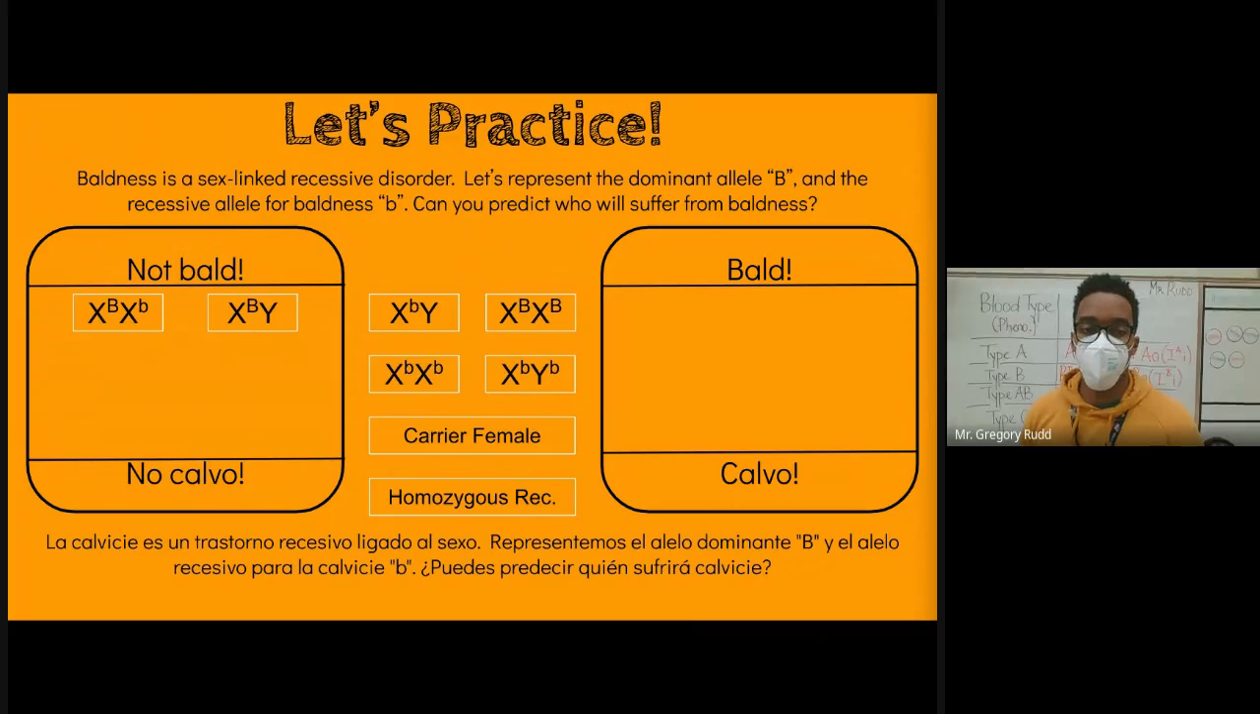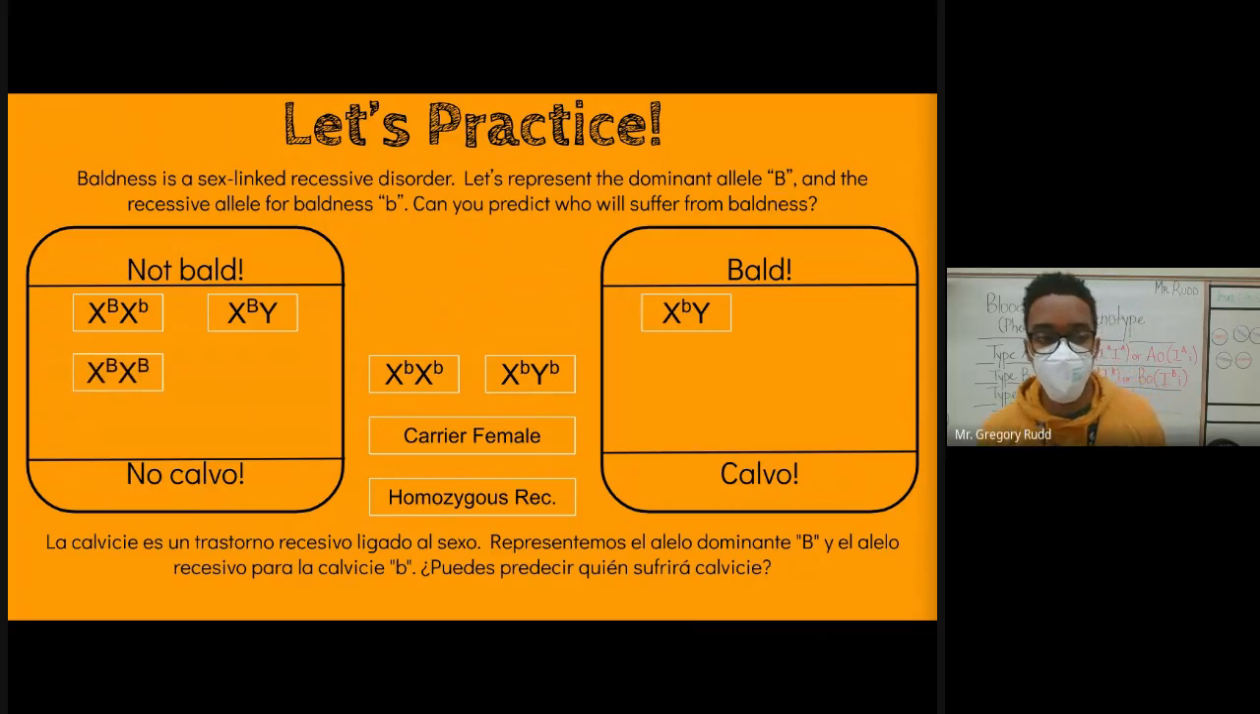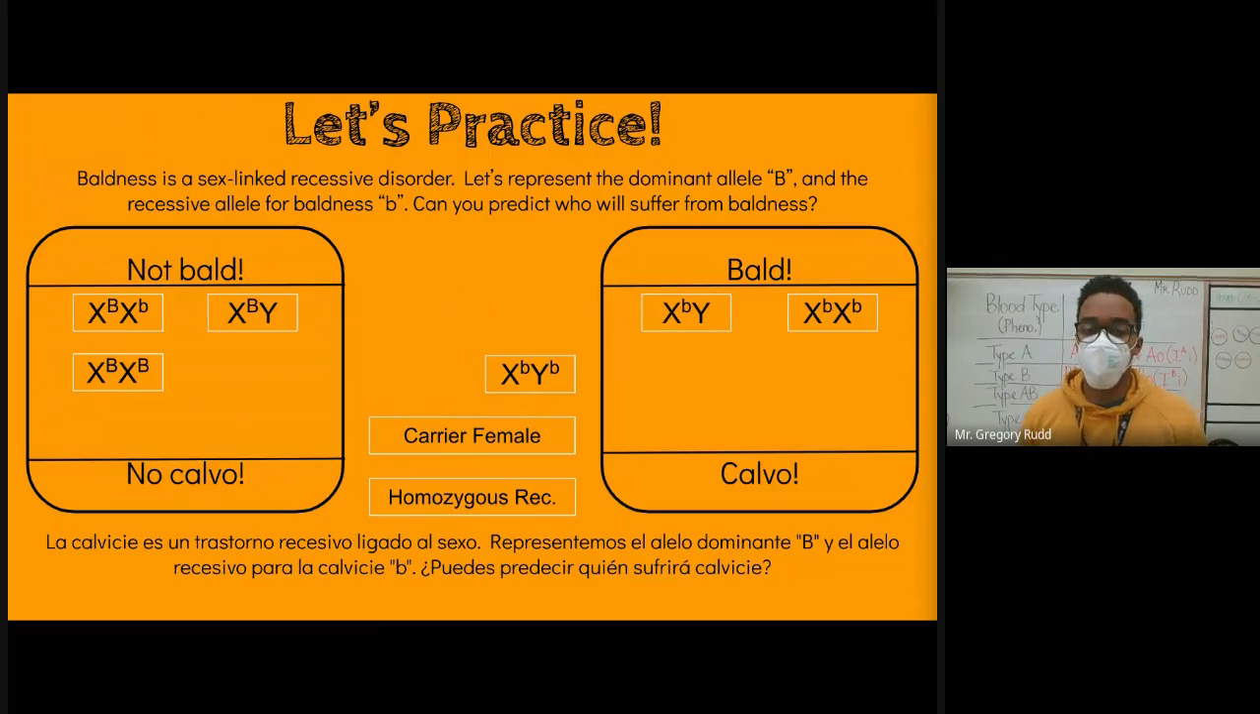X lowercase b Y. What do we think? Bald. That person is bald because they only have the recessive allele. Okay, so the only way to be bald is if you only have the recessive allele, the lowercase b. Okay, X capital B, X capital B. That person is not bald. I don't see any recessive alleles there. No lowercase b's. X lowercase b, X lowercase b. Bald. Good. X lowercase b, Y lowercase b.